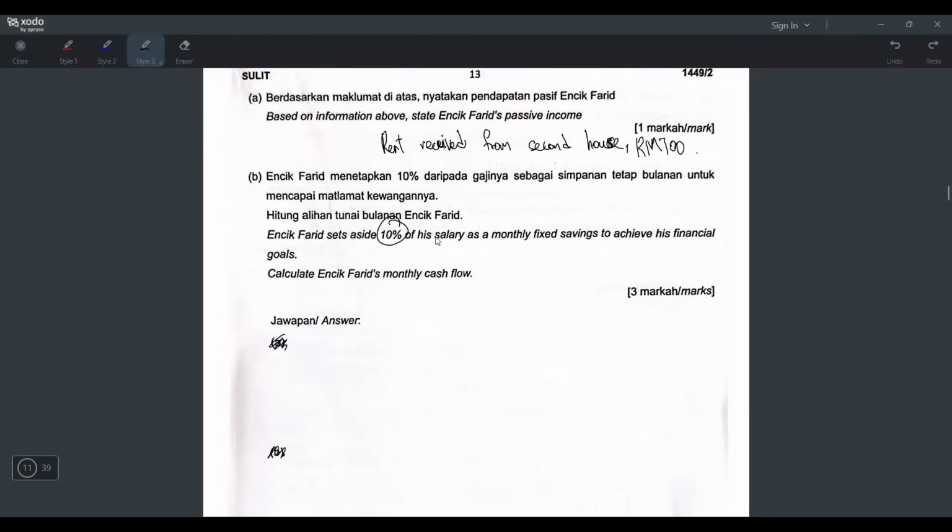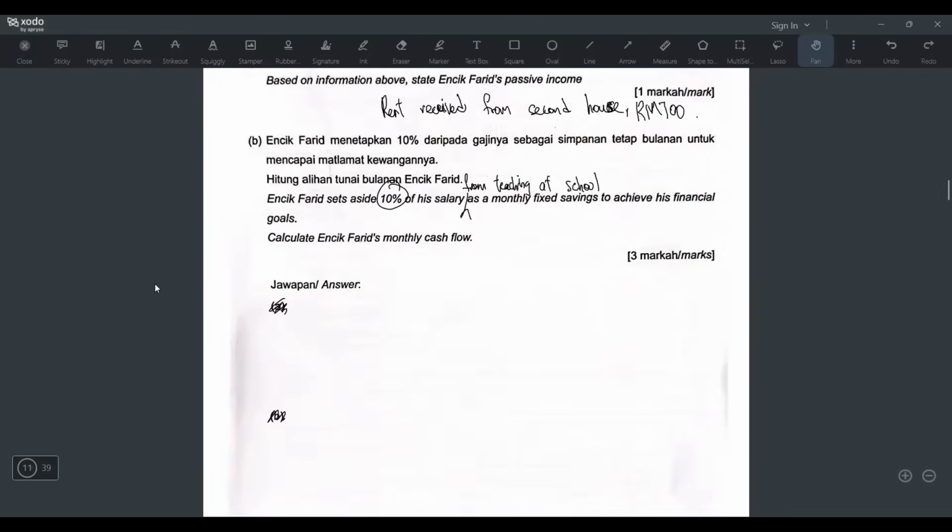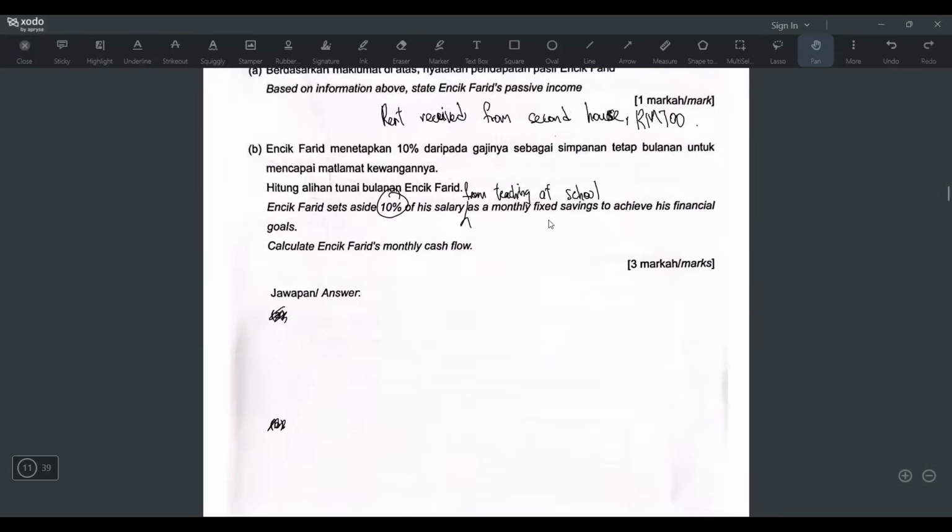So sets aside 10% of his salary from teaching at school. Yeah, so I'm changing the question myself, because if they don't mention it like that, then how am I supposed to know which salary? Dia ada dua salary, satu untuk tuition, satu untuk ni school. Okay, so now we know 10% of his salary from teaching school is the monthly fixed savings to achieve his goal.